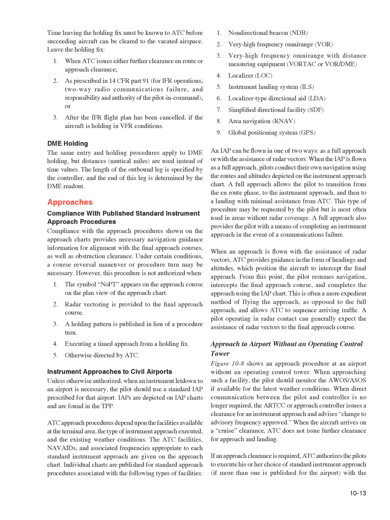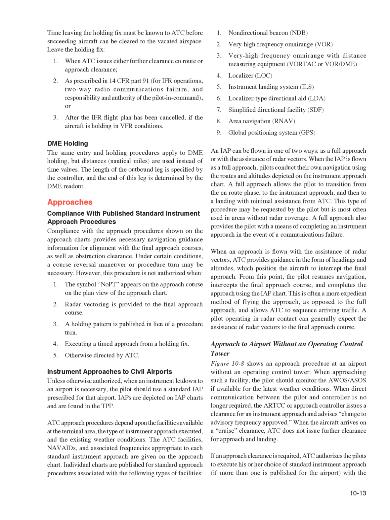However, this procedure is not authorized when 1. The symbol No PT appears on the approach course on the plan view of the approach chart. 2. Radar vectoring is provided to the final approach course. 3. A holding pattern is published in lieu of a procedure turn. 4. Executing a timed approach from a holding fix. 5. Otherwise directed by ATC.